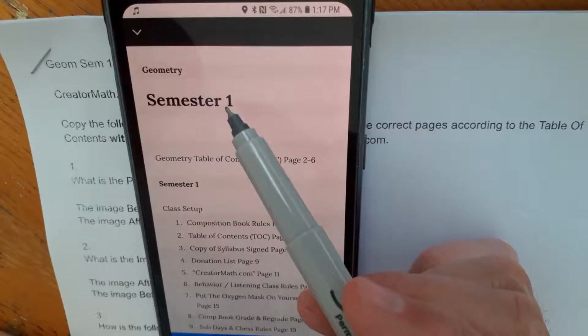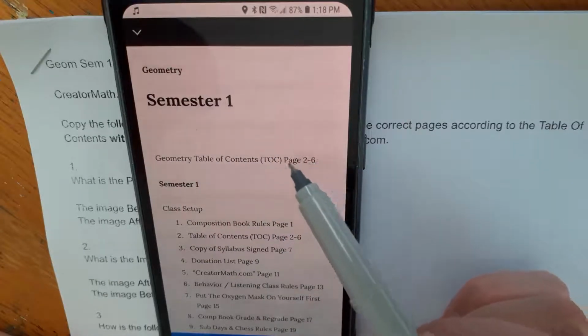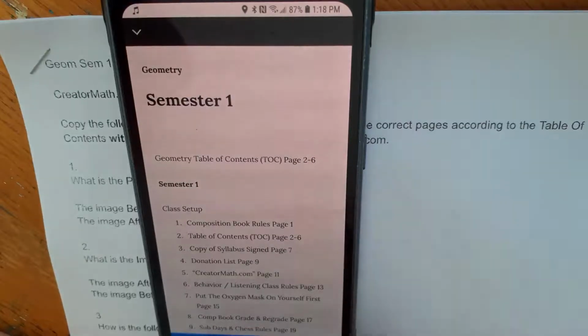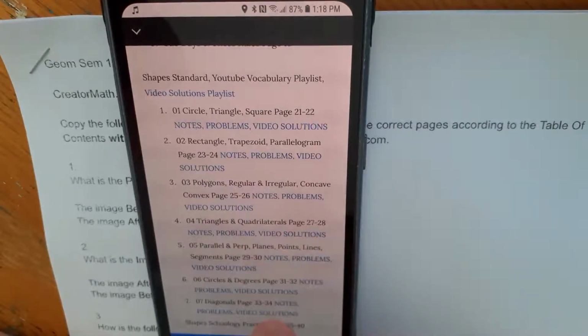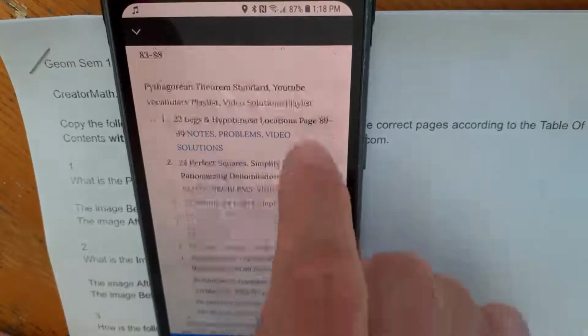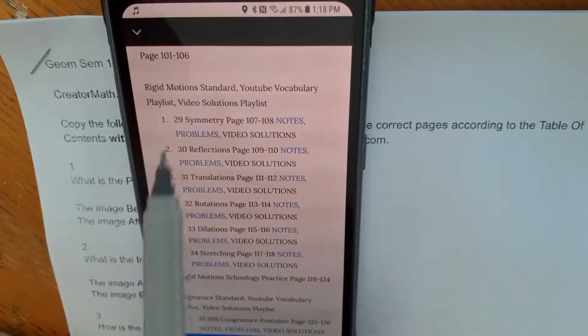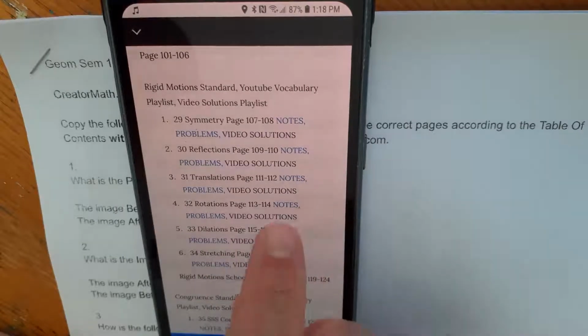We're going to go to the semester for this video. This is semester 1. This is the table of contents. You should have already copied this entire table of contents on pages 2 through 6 of your composition book. If you haven't done that already, please stop and do so now. We are going to find the rigid motions unit. There it is. So here's rigid motions. Dilations is down here at 5, and here are the pages where the notes go, pages 115 through 116. Notes, problems, and the video solution will be here.